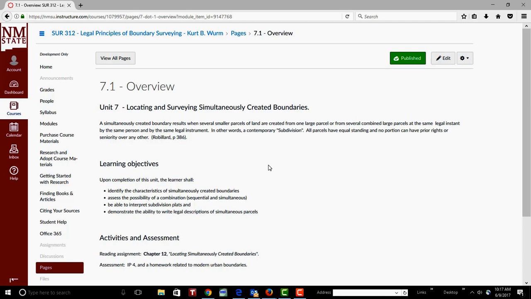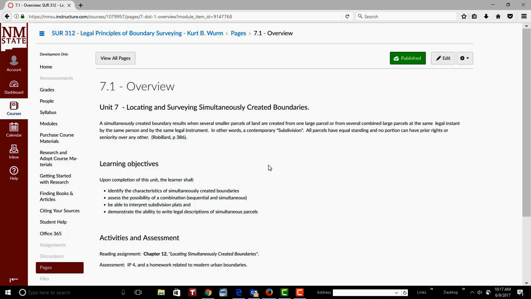In other words, this is our contemporary subdivisions of the urban environment. In this case, all parcels have equal standing and no portion can have rights or seniority over any other parcel of land. I'd like to put a little clause into that in that our next unit, Chapter 8, the combination descriptions, points out the fact that while lots within this individual subdivision have equal standing, there may exist a possibility of junior and senior rights on the exterior bounds of a subdivision where they adjoin to other parcels that are not part of this subdivision.